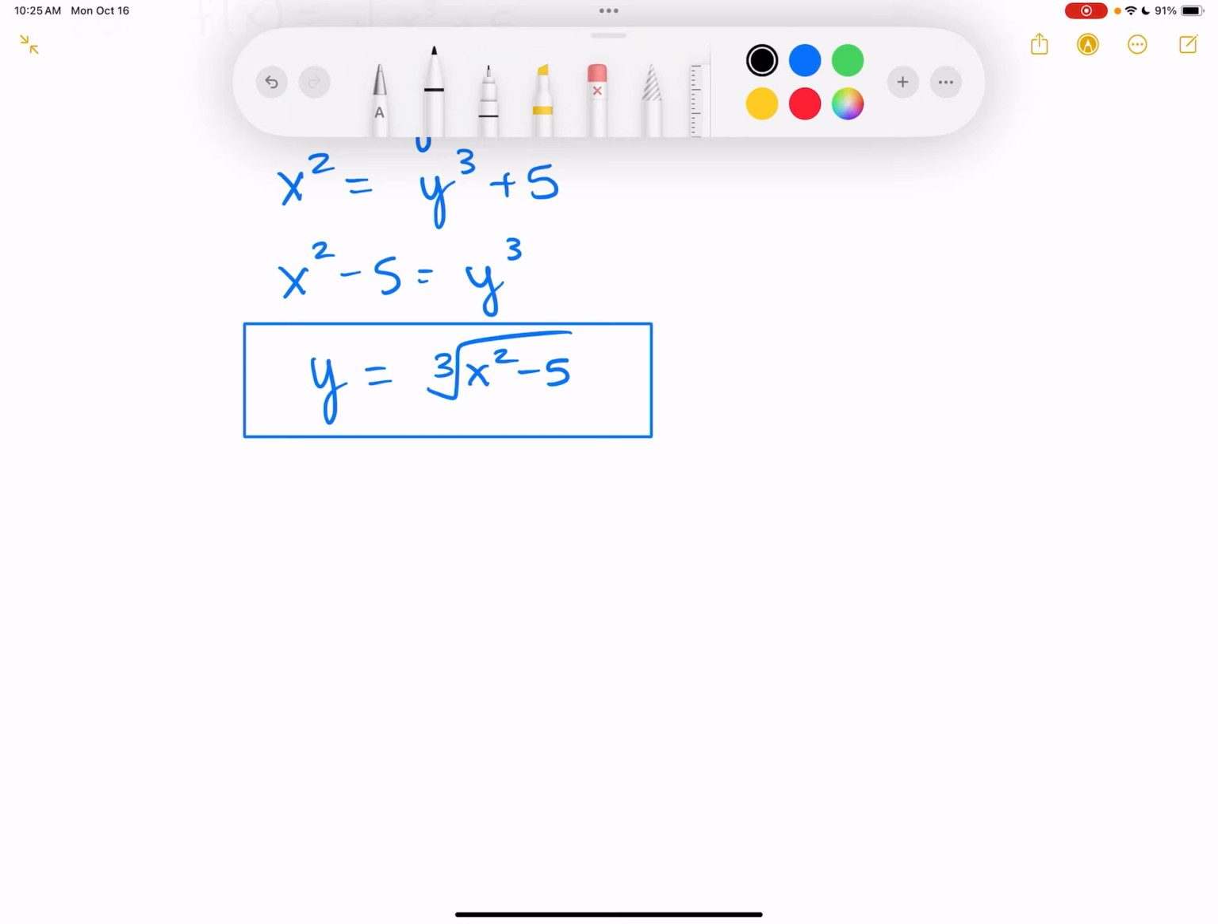Let's start with 28. We've got f of x is equal to x plus 3 over 4, and g of x is equal to 4x minus 3.